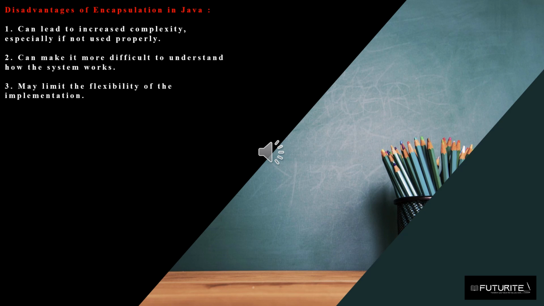It can make it more difficult to understand how the system works. Definitely, when you are hiding a few data and showing a few data, it makes the system a bit complex, and understandability also becomes a bit difficult, because there are thousands of lines of code. When a programmer writes code and another programmer follows and studies the code, it becomes a bit complex to understand, or the clarity is not so much. It may also limit the flexibility of implementations. When there is this concept of hiding and showing, the implementation flexibility also gets hampered a bit.